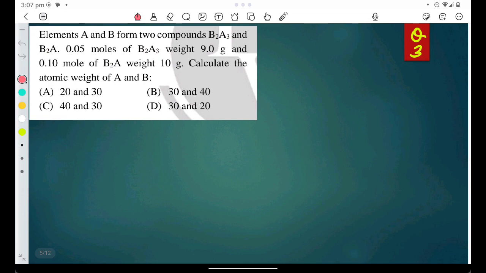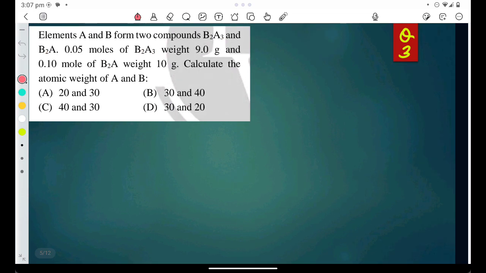Now moving to the next question, we have the third question, which is: elements A and B form two compounds, A2B3 and B2A. So these are the two compounds formed by A and B. Now, 0.05 moles of A2B3 weighs 9 gram, and 0.1 mole of B2A weighs 10 gram. Then we have to calculate the atomic mass of A and B.